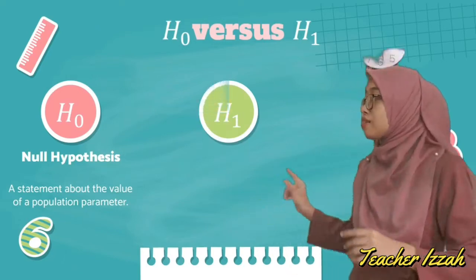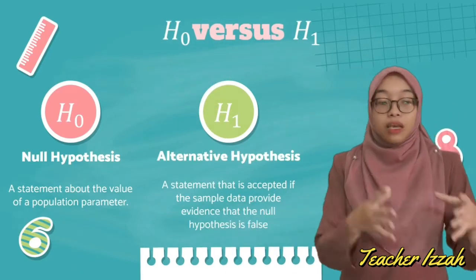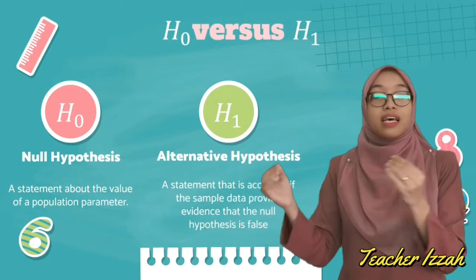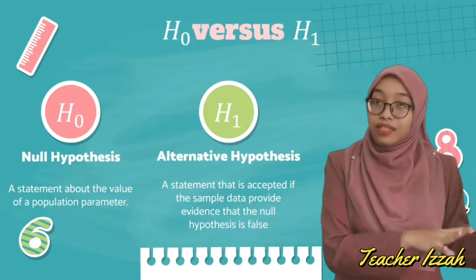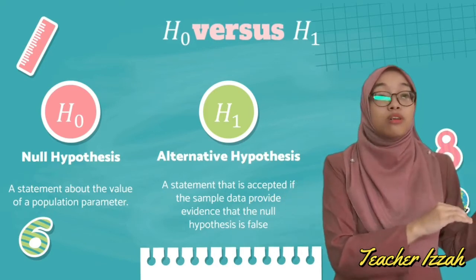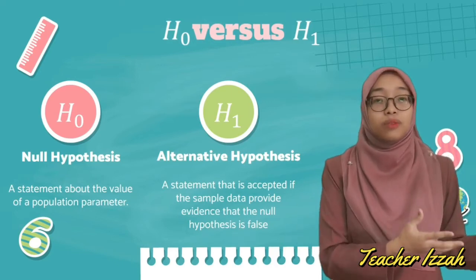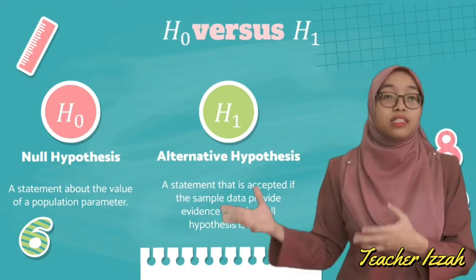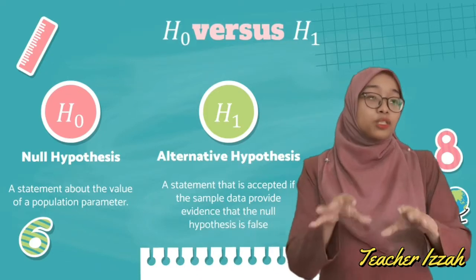And that's what we call the alternative hypothesis, a statement that is accepted if the sample data provide evidence that the null hypothesis is false. Okay? But there are always some null hypotheses which people consider true based on previous studies. So it doesn't mean that the null hypothesis is always false and the alternative hypothesis is always true. Okay, so I'm going to show you some example.